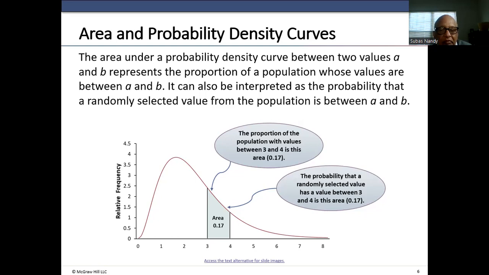The area under the curve represents the proportion of particles that are between 3 and 4 in dimension. It can also be interpreted as the probability that a randomly selected value from the population is between A and B. So what does it also mean? It means there is a 17% probability that a randomly selected particle will have a size between 3 and 4.